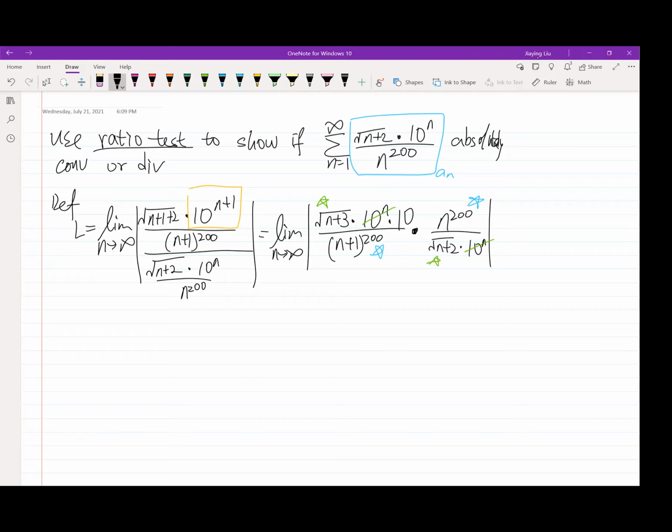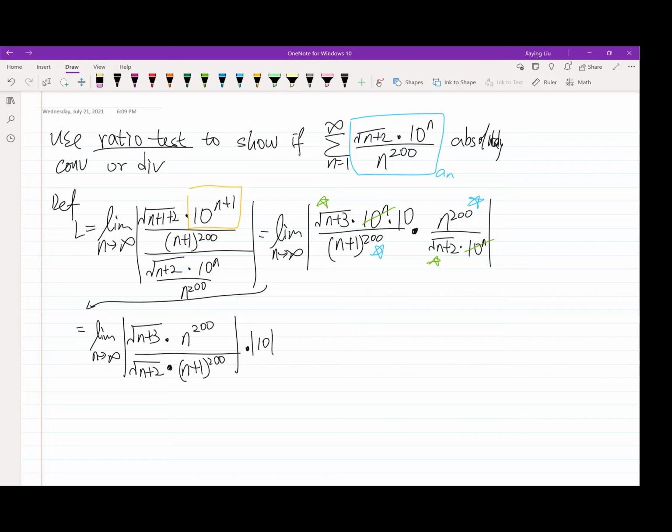So I'm going to put it on the left here. So that will be the limit as n goes to infinity. And like I said, I'm going to put the two square root parts together. So that's square root of n plus 3 divided by square root of n plus 2. And then in the numerator we have n to the 200, being multiplied, and in the denominator we have (n plus 1) to the 200. We also have a 10, so I'm going to keep the 10 aside. It should be the absolute value of 10, but we know that 10 is positive already, so we don't have to write the absolute value. We can just write 10 there.